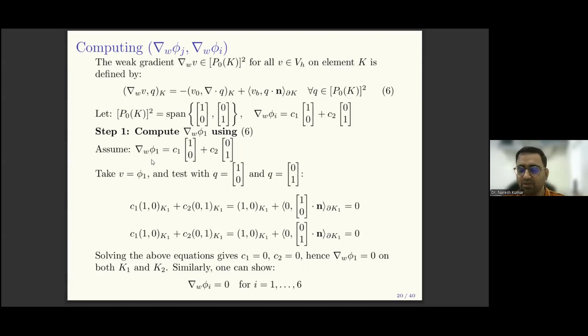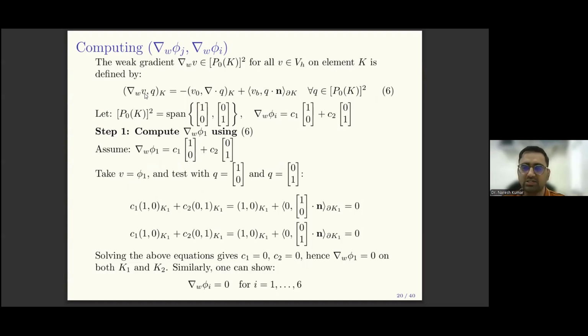And now assume we are calculating phi 1. Suppose we start from phi 1. So what is the weak gradient of phi 1? The weak gradient of phi 1 is just a linear combination of (1, 0) and (0, 1). Now in the definition you can set it, because we are calculating phi 1.